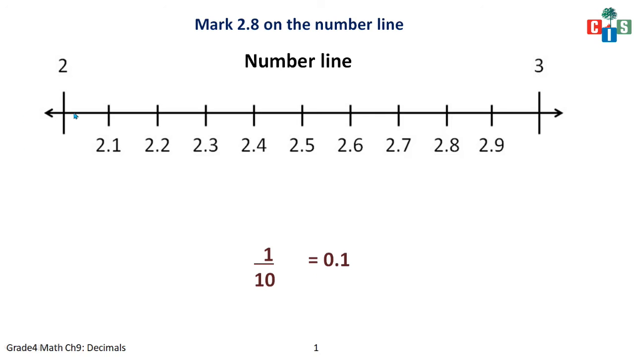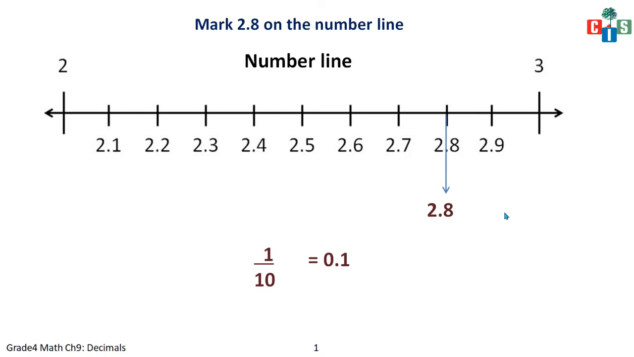Fine. Now one division is representing 0.1. Now I have to mark 2.8. That is 2 whole part, and 1, 2, 3, the frog is jumping, 4, 5, 6, 7, 8. So this is my 2.8 point on the number line. Yes, I have marked it.